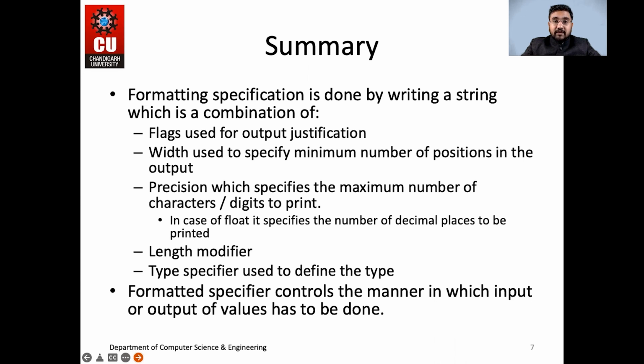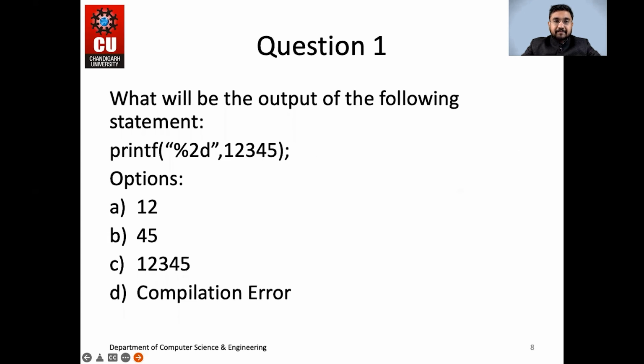Now, I'll leave you with some questions to review or to check your understanding of the session. Let's have a look at the questions, and we'll discuss the answers at the end of the session. So what will be the output of the following statement? You have width as 2. We are printing an integer type value. And the value passed is 12345. And here are the options.